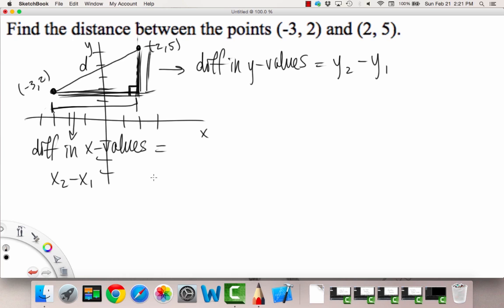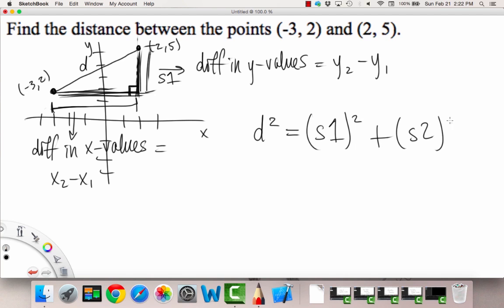To find d, according to the Pythagorean theorem, d squared is equal to side length s1 squared plus s2 squared, because those are the legs of our triangle. What is the difference in y values? According to our points, 5 is the y value of this top one, and 2 is the y value of this one, so we have 5 minus 2, which is equal to 3. So we can plug in a 3 here.